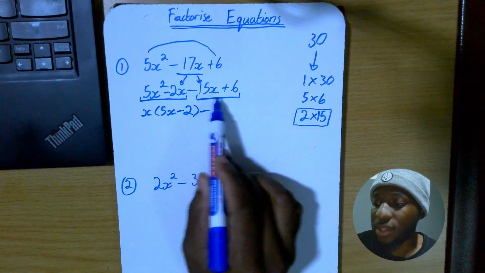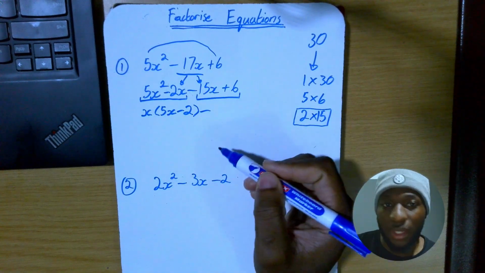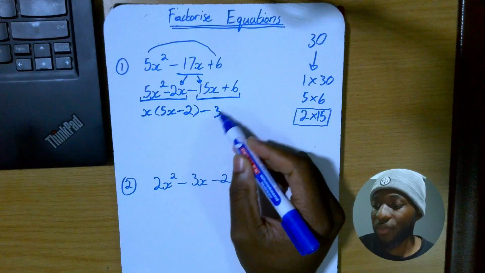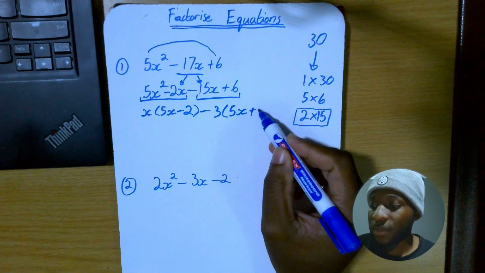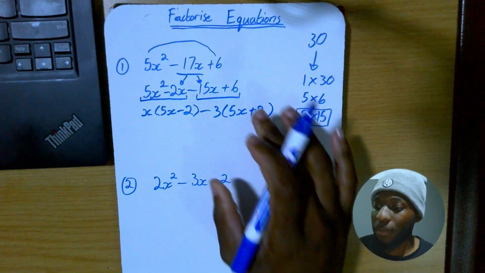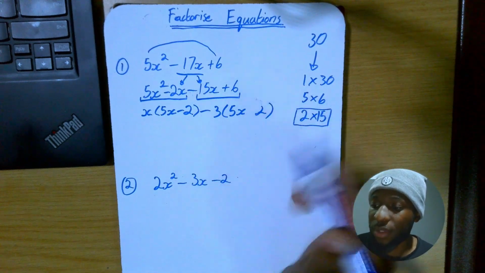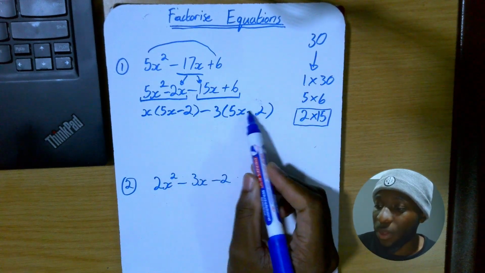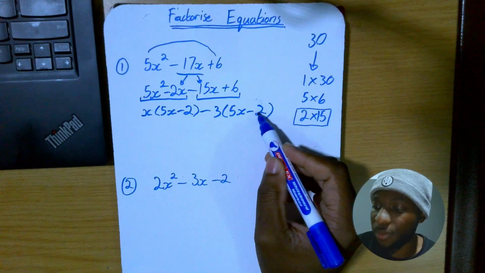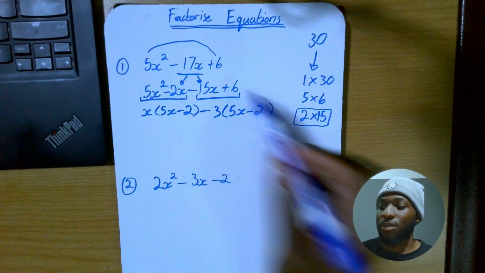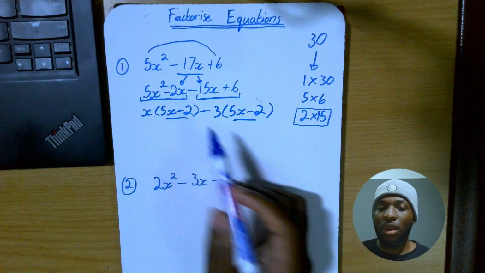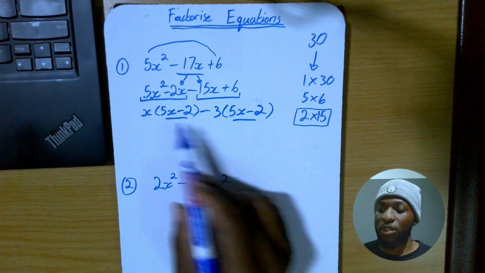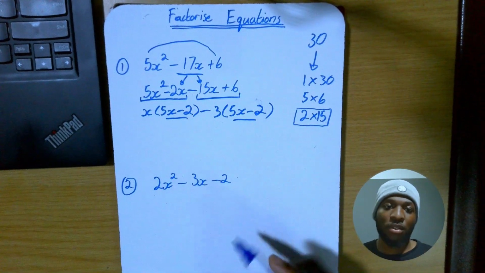And on the next section, the common factor will be negative 3. So we'll have negative 3, and in the brackets we'll have 5x minus 2, because we removed the negative 3. So negative 3 times negative 2 will give us positive 6. Now we can see these two brackets here are twins. And when you see these two being the same, it tells you that you're doing the right thing.